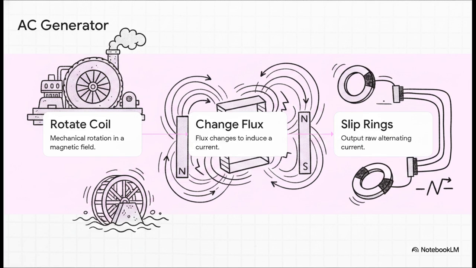We do the mechanical, rotating ourselves. We might use a massive steam turbine in a power plant or water flowing over a dam to physically spin a coil of wire inside a giant magnetic field. Because the coil is spinning, the magnetic flux passing through it is constantly changing. And as we know from Faraday, changing flux induces a current.